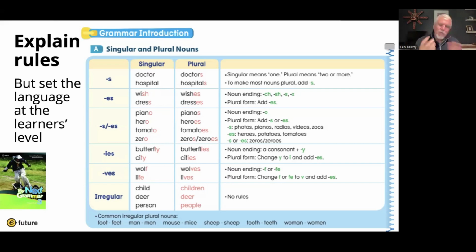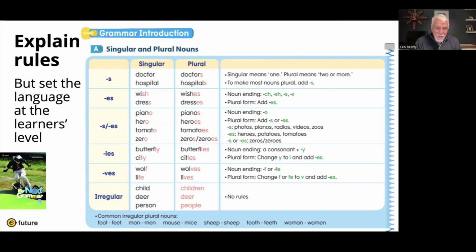So this is really an important lesson for us. When we're giving rules to students, we have to make sure that they're appropriate to their level. There's no point opening up a big expensive grammar book and going through the explanation if the students will not understand it. It has to be at the level.